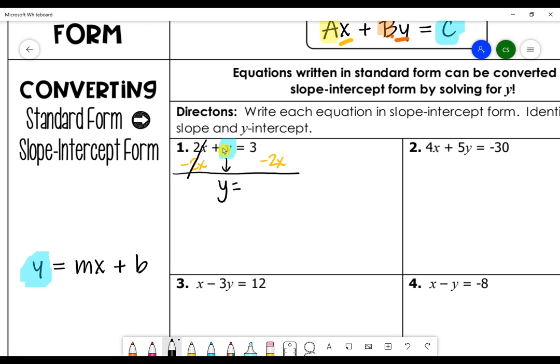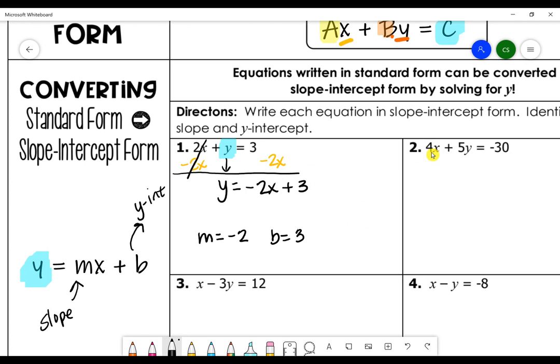Now remember, I want it to look like y is equal to mx plus b. Therefore, y is equal to negative 2x plus 3, where I can identify what my slope is and my y-intercept. So my slope is negative 2, and my y-intercept is a positive 3, because m stands for slope and b stands for my y-intercept.